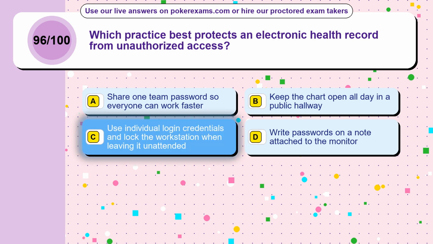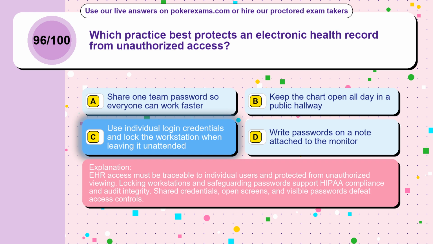The correct answer is option C. Use individual login credentials and lock the workstation when leaving it unattended. Access must be traceable to individual users and protected from unauthorized viewing. Locking workstations and safeguarding passwords support HIPAA compliance and audit integrity. Shared credentials, open screens, and visible passwords defeat access controls.